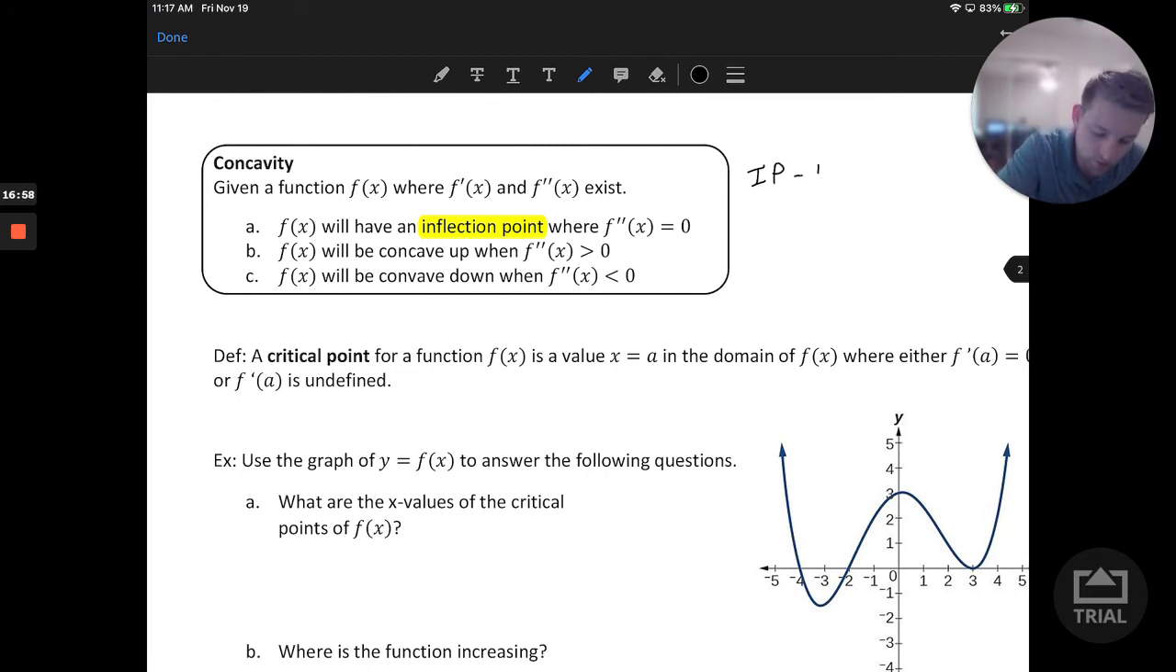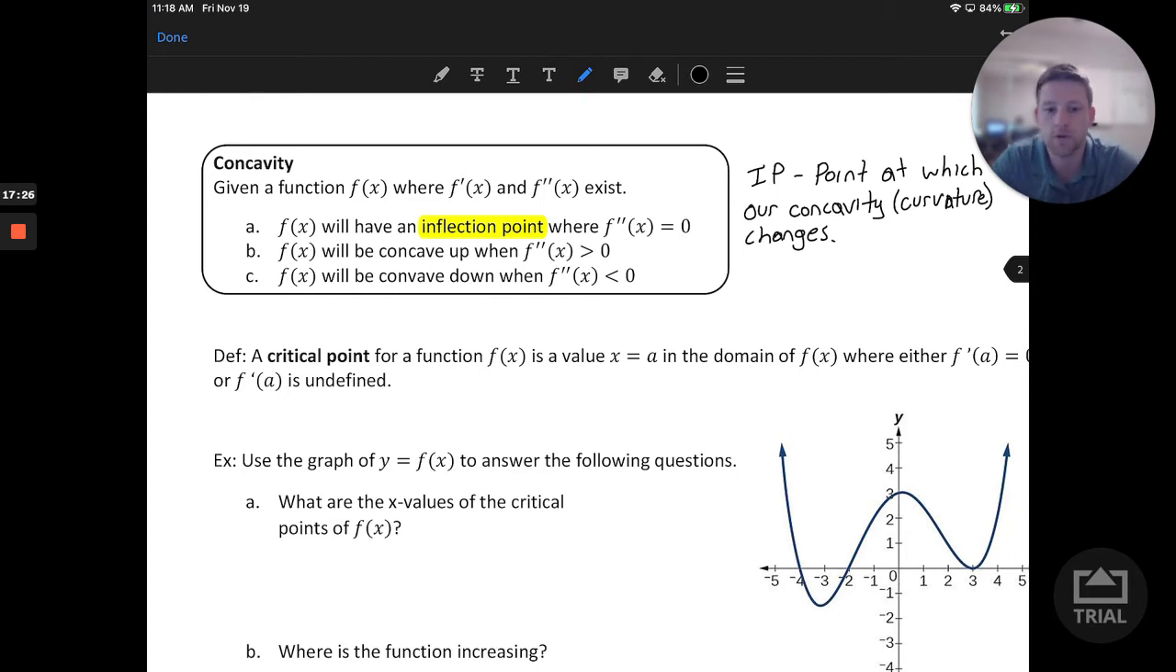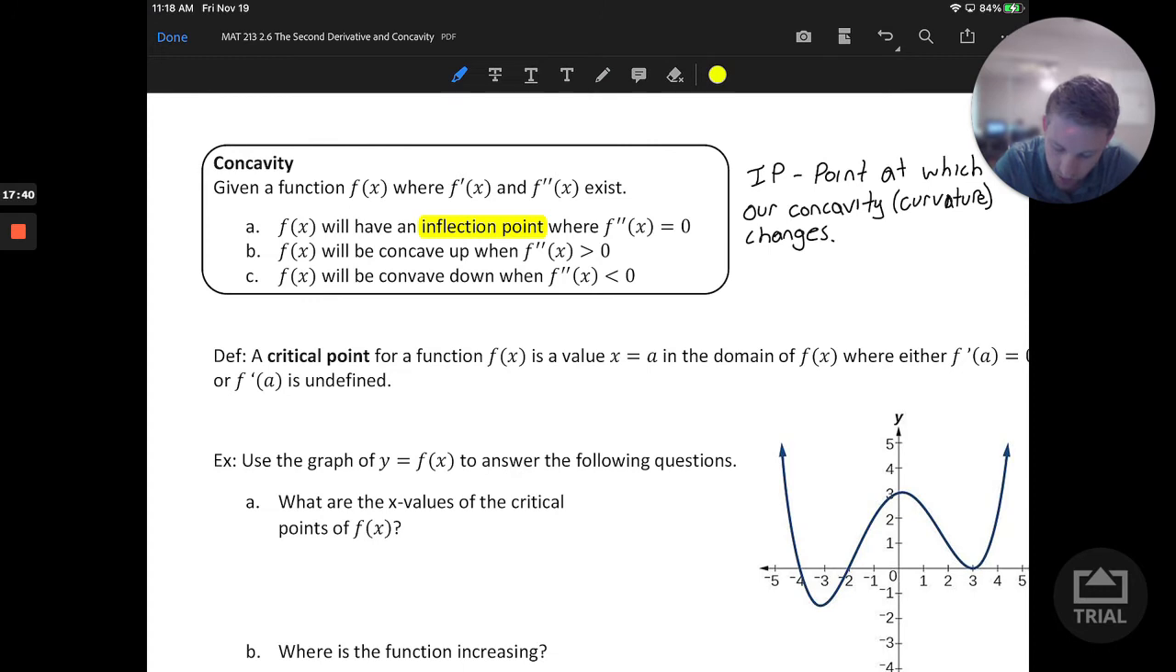This is the point at which our concavity changes, and when we think of concavity, we want to think curvature. So the curvature of our function changes. A concave up function will be found where the second derivative is positive. So we will be concave up when our second derivative is greater than 0, and concave down where our second derivative is negative.